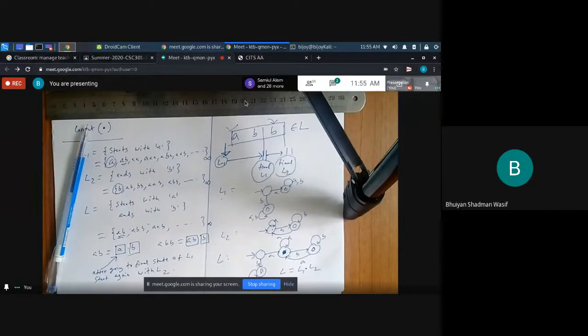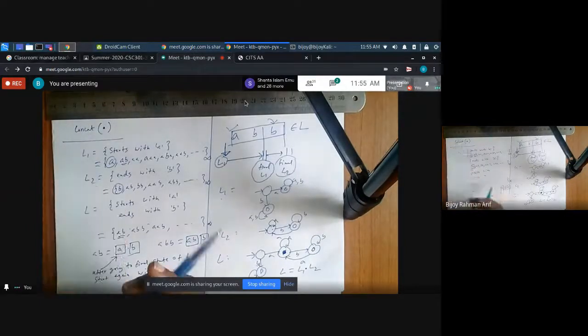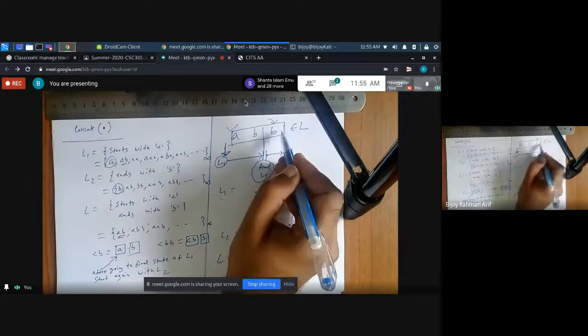But here the middle one will not be a final state, right? The final state is not a final state, because that is only up to L1. But it says starts with A, ends with B. So you have to go up to this.